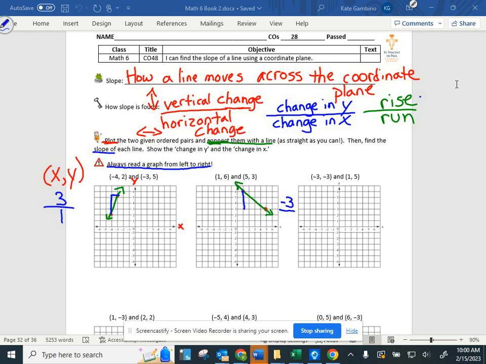Now we need to do our run going across, and we always go to the right for the run because we always read from left to right. So that run is always going to be positive because our positive numbers go to the right. So our run, we're going over 1, 2, 3, 4. So we're going to put that +4 on the bottom. So our slope is -3/4.